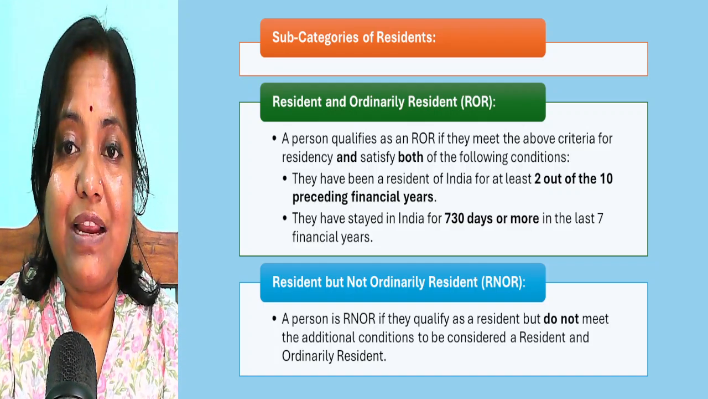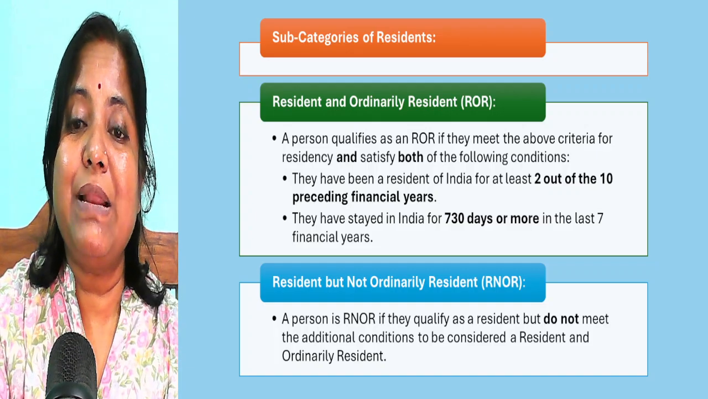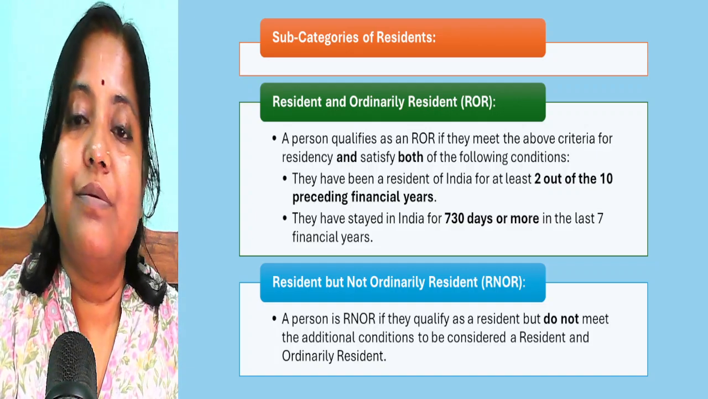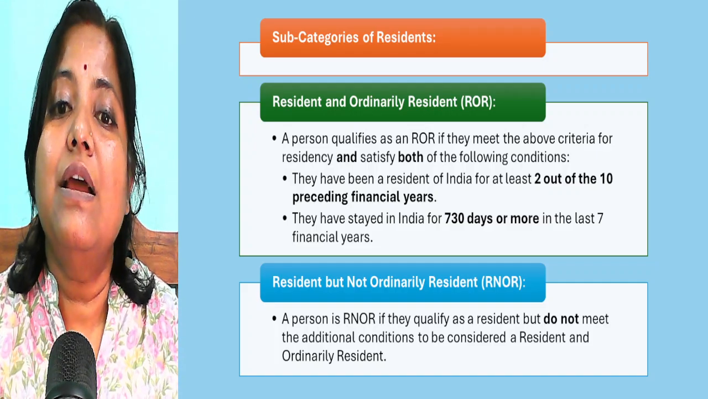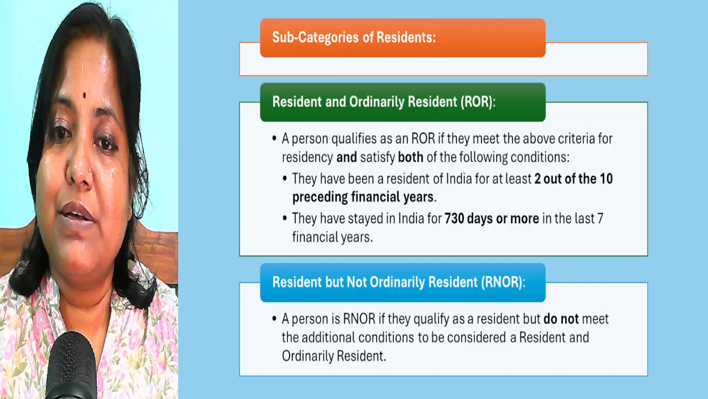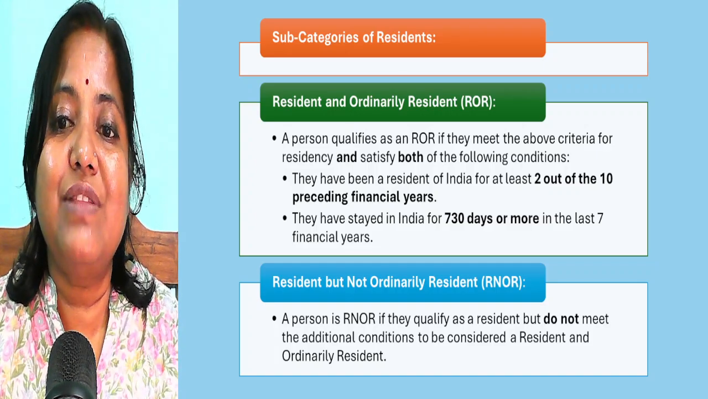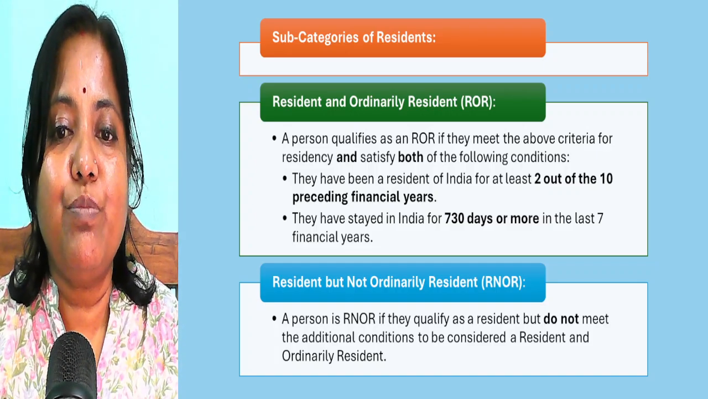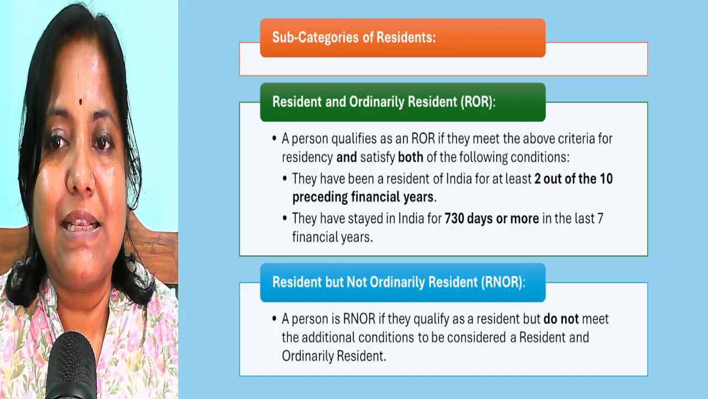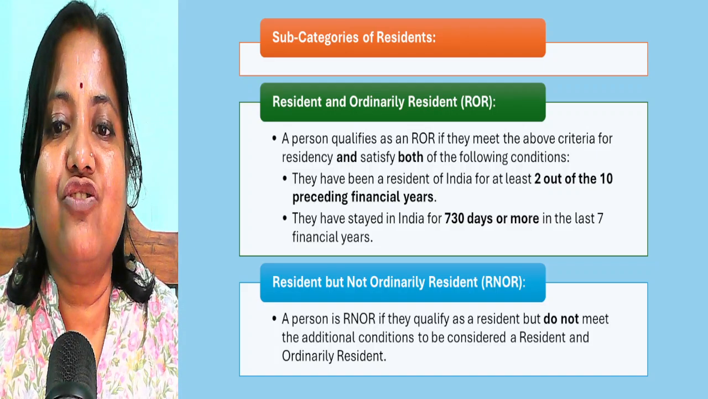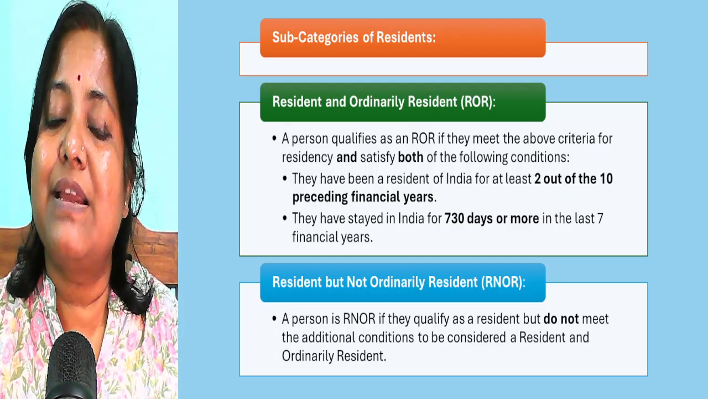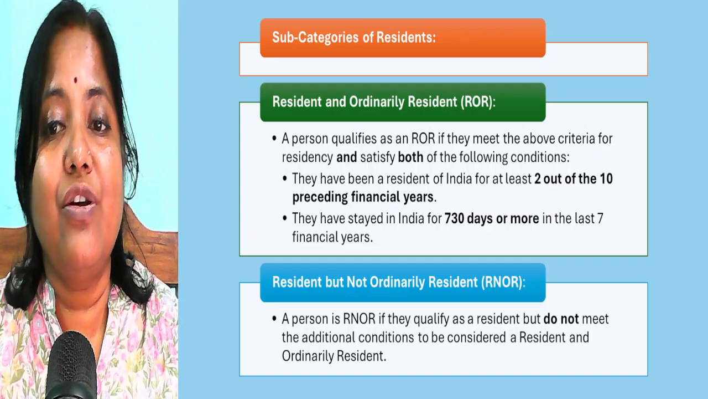We have to understand very clearly so that we can understand the tax implications, because based on this residential status, the tax is levied on the individual's income, right? Now the next is resident but not ordinary resident. That means a person is resident but not ordinary resident if they qualify as a resident but do not meet the additional conditions of 2 out of the 10 preceding financial years and 730 days or more in the last 7 financial years. These 2 conditions he has not satisfied. Then what does he become? That individual becomes resident but not ordinary resident, right?